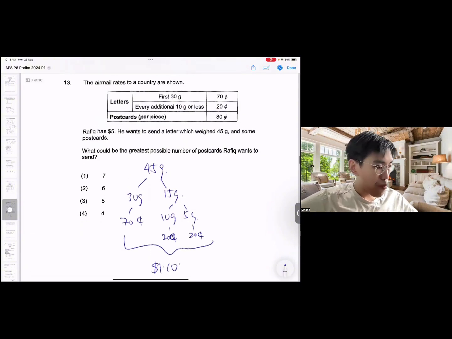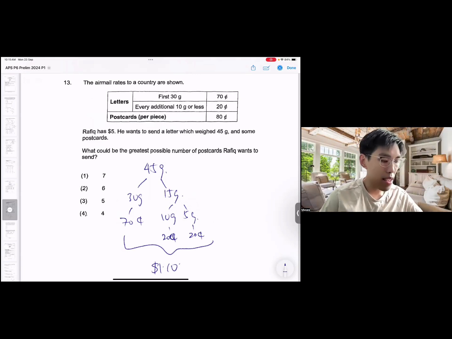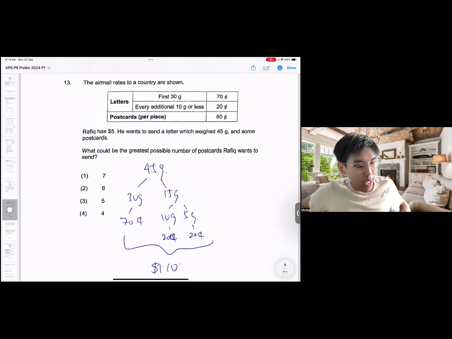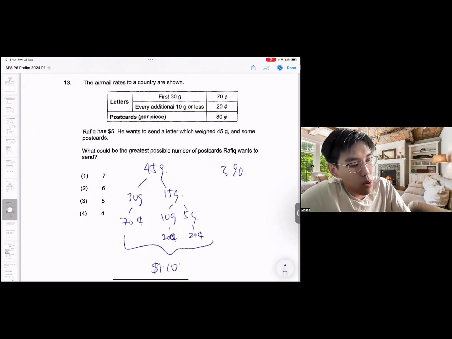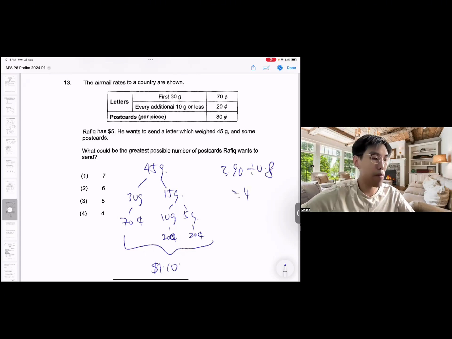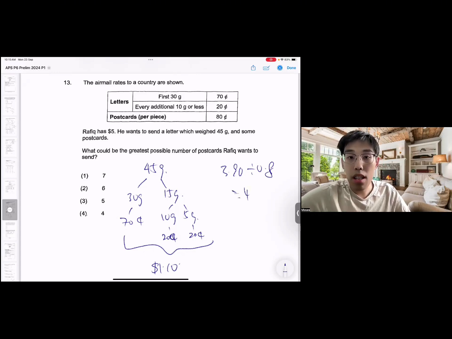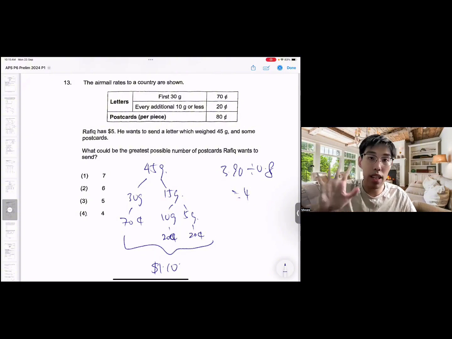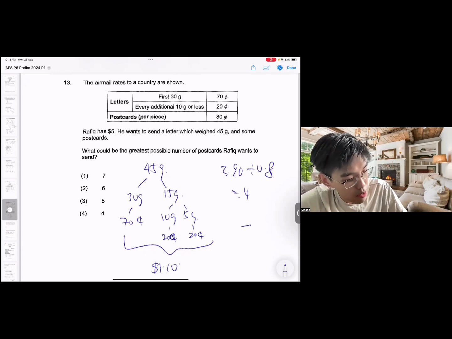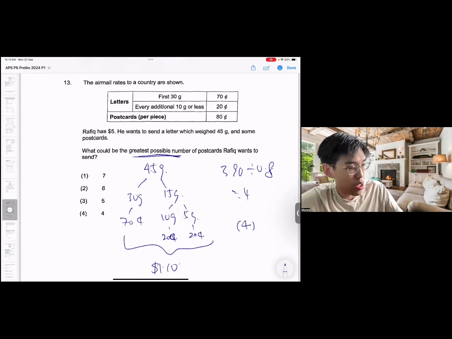After spending this 110 on the letter, this person will be left with 390. So each postcard is 80 cents. So the maximum that he can buy is 4 more. Five cards is not enough. 5 cards need $4, and she only has 390, so not enough. So the answer is 4 maximum, because we want the greatest possible number.